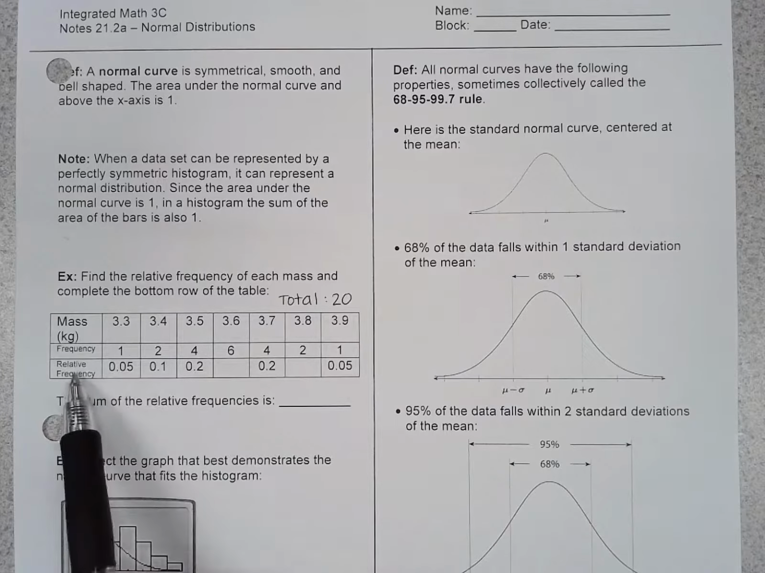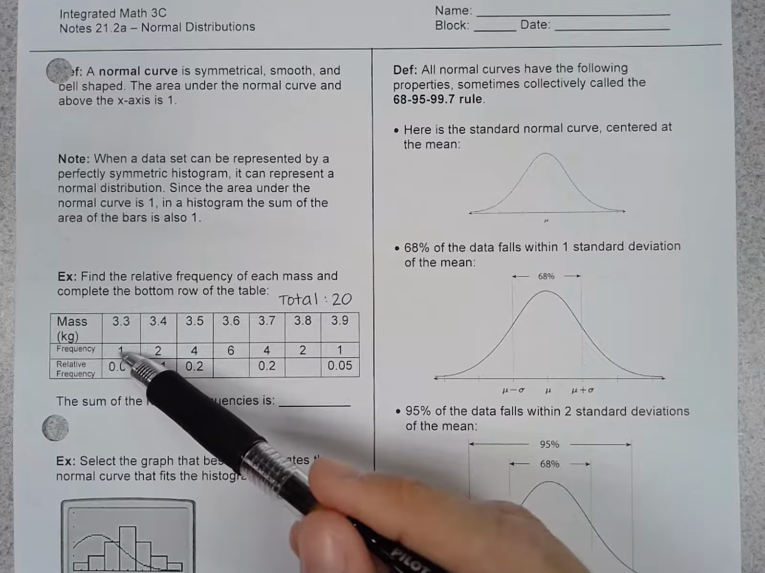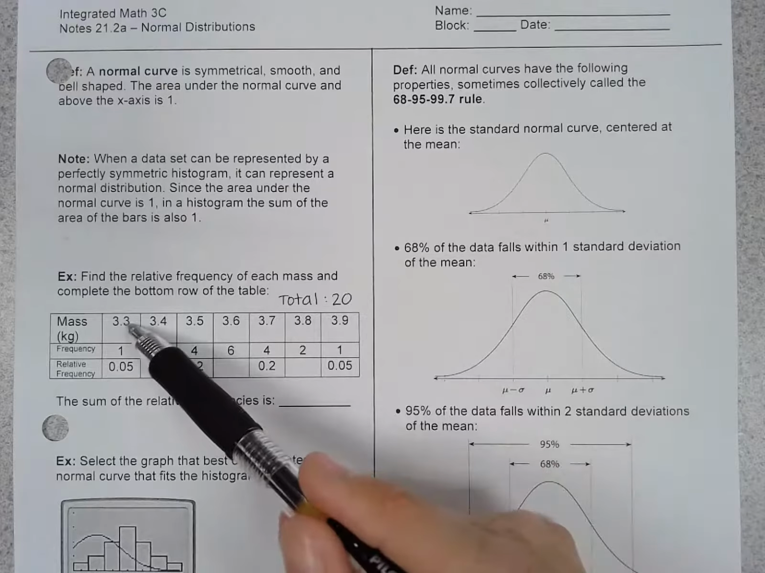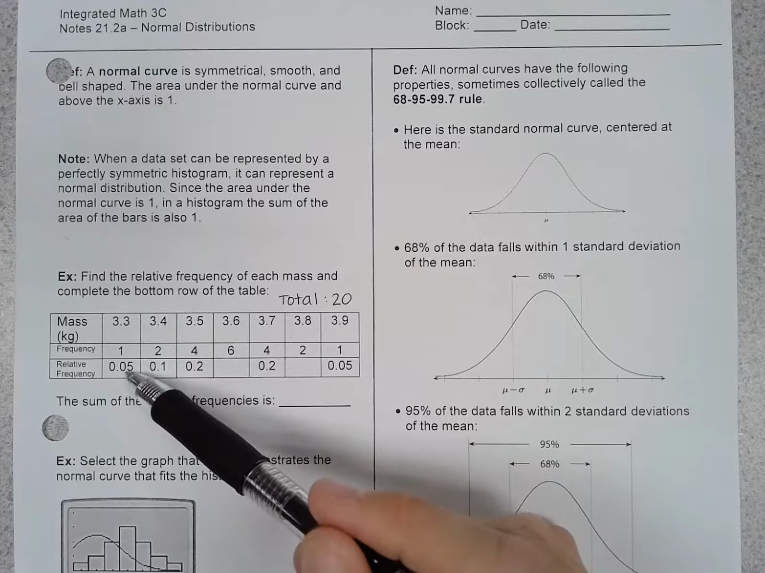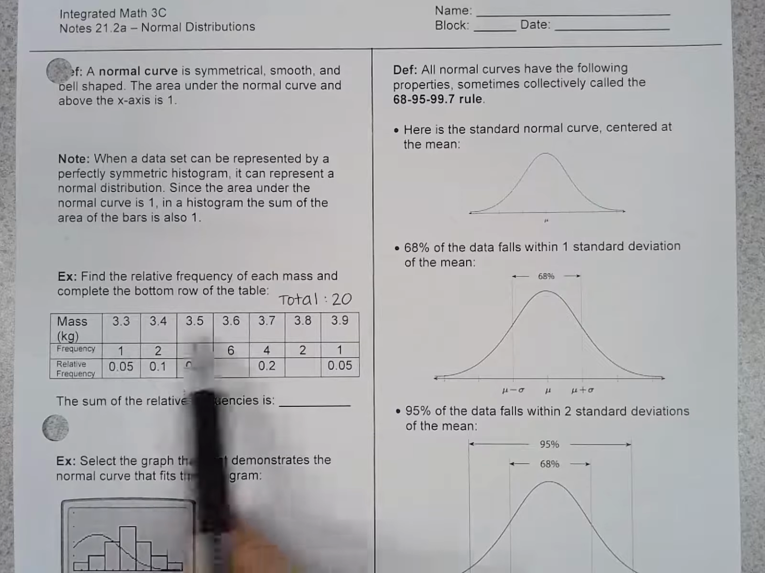So relative frequency is found by dividing the frequency by whatever the total is. So if there's 1 out of 20 that have a mass of 3.3, that would be the same as 0.05. So to get this number, I'm just dividing the frequency by the total.